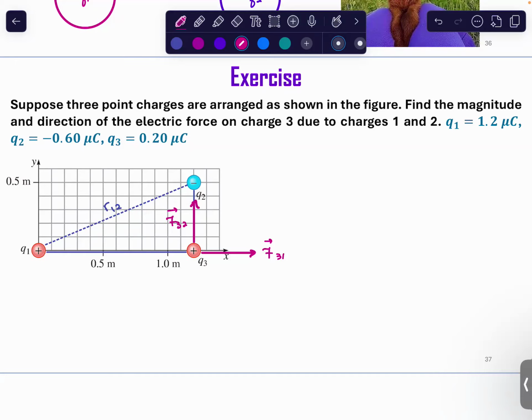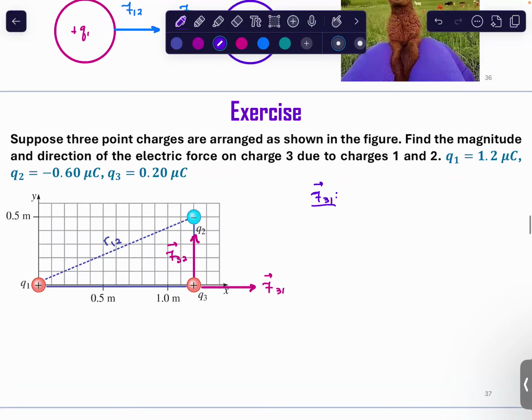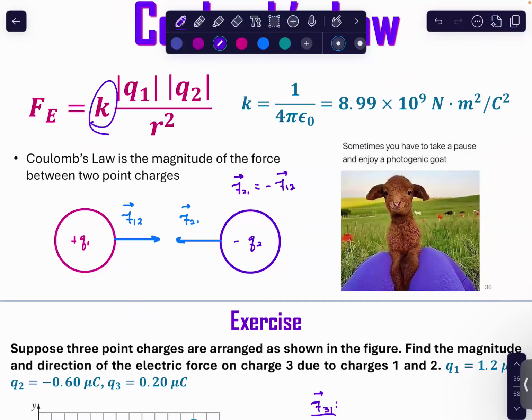The first thing we're going to want to do, and I know we're almost done, but I want to get this started, is find the F31 vector. Pay attention to Coulomb's law. Your book does this with k. That's Coulomb's constant. Usually you'll see it represented as 1 over 4 pi epsilon 0, where epsilon 0 is the permittivity of a vacuum. You can think of it as the capacitance of space.